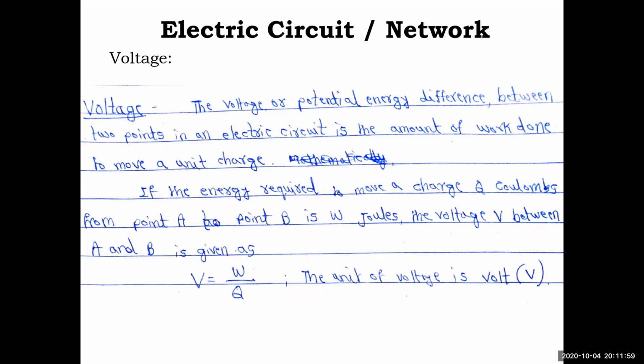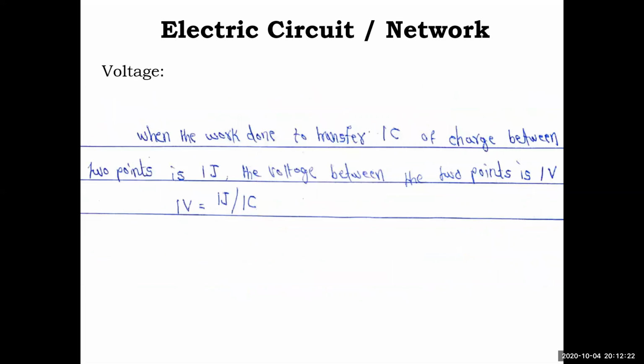Okay, so you have a circuit. In the circuit, current is flowing, that means what? Transfer of charge. To make the transfer of charge, some amount of work is done, and that amount of work done per charge is called voltage. Okay, and the unit of voltage is volt, written in small letters, and the abbreviation is capital V. Okay, this is about voltage.